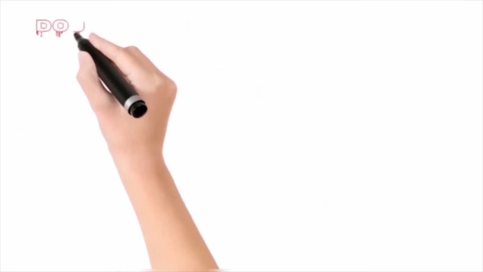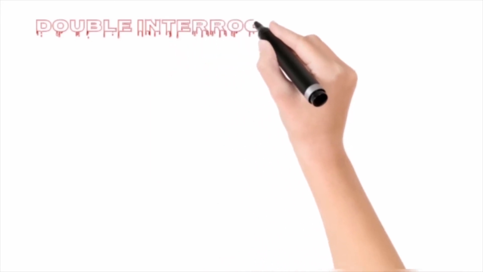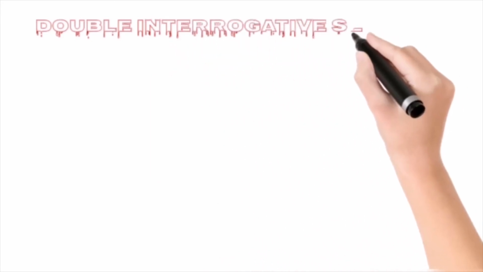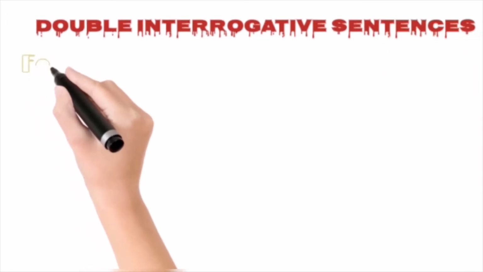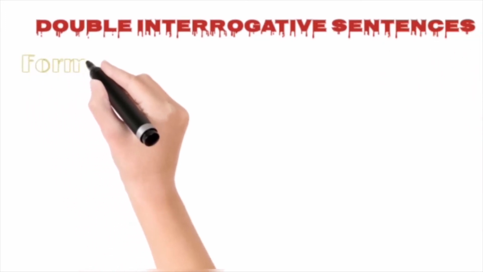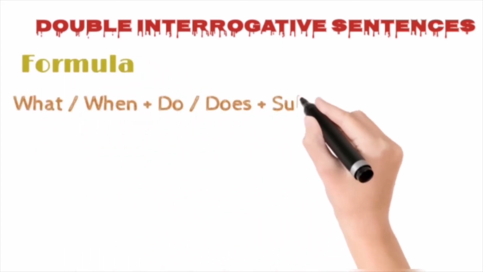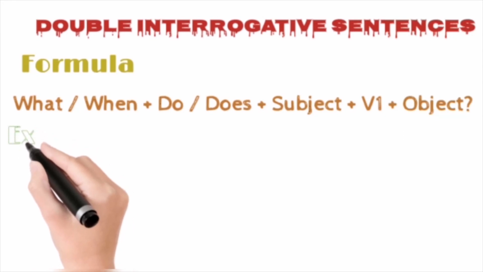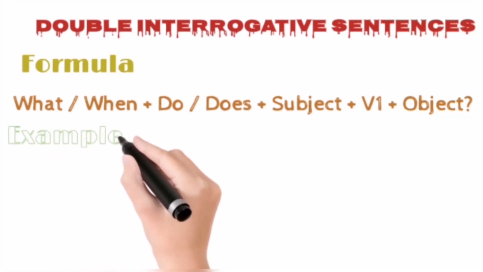Double interrogative sentences, they are like the interrogative sentences but they have two conditions. They start with the WH family and the answer cannot be yes or no. You have to give the proper answer. Formula: what or when, helping verb, then subject, then first form of verb, then object.